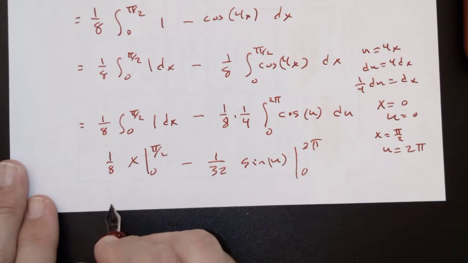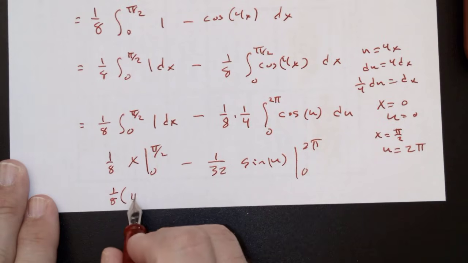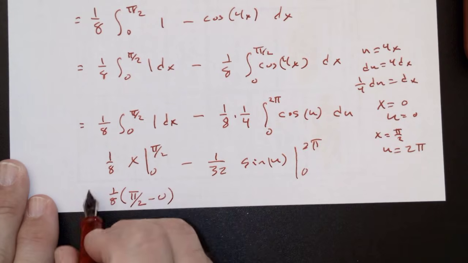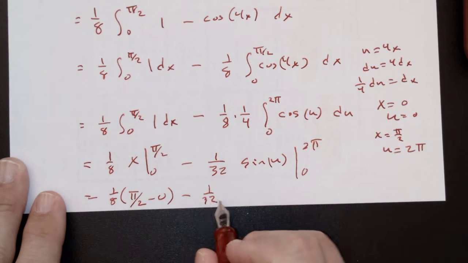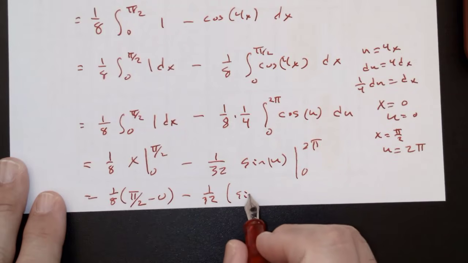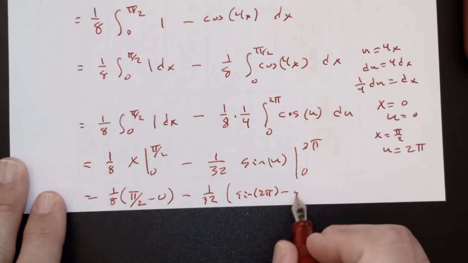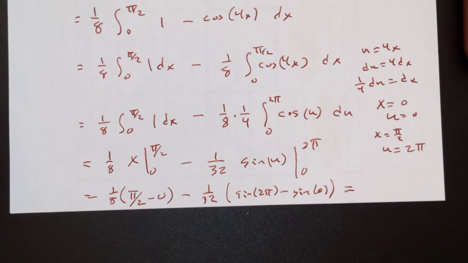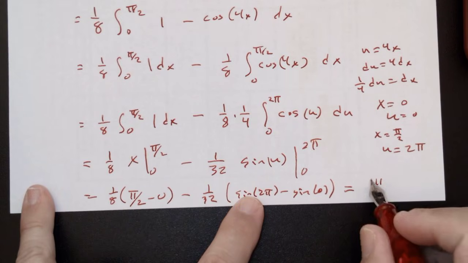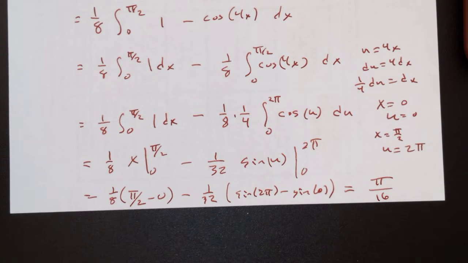So here I get 1/8 times pi over 2 minus 0, minus 1/32 times sine of 2 pi minus sine of 0. What is sine of 2 pi? And sine of 0. Woohoo! Everything else in there is a 0.